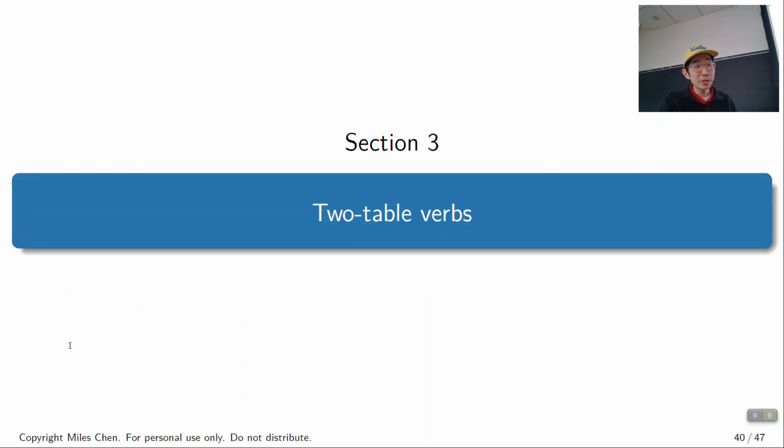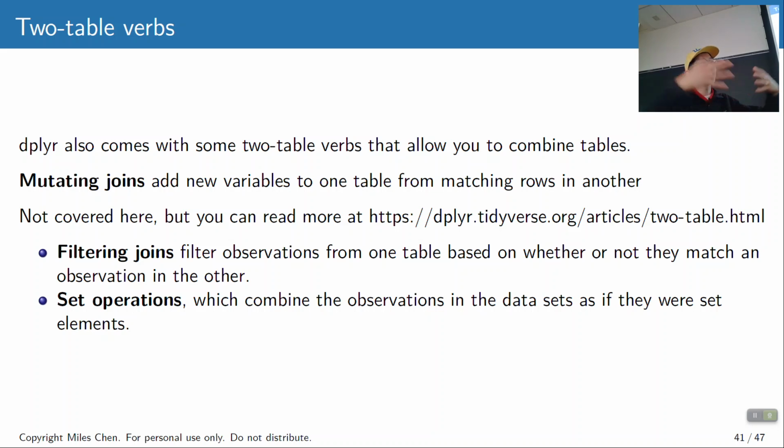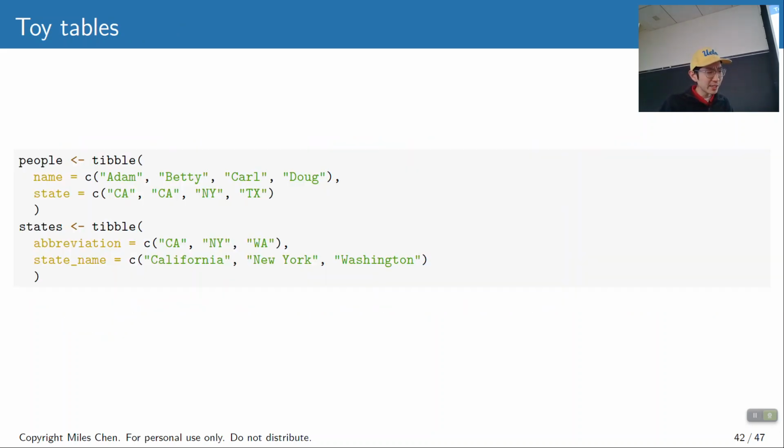All right, I'm gonna run out of time here, but I just want to go very quickly over joins. Joins allow you to combine 2 different tables based on some kind of matching criteria. So I have 2 very simple tables. A table called people: I've got A, B, C, D, Adam, Betty, Carl, Doug, and the states are CA, CA, NY, and TX. And then we have a table for states that shows us the abbreviations, and we got CA, NY, WA, California, New York, Washington.